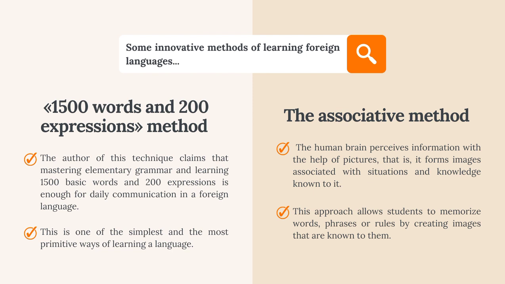The human brain perceives information with the help of pictures, that is, it forms images associated with situations and knowledge known to it. This is how the associative method appeared, which is increasingly used in learning foreign languages. This approach allows students to memorize words, phrases, or rules by creating images that are known to them.